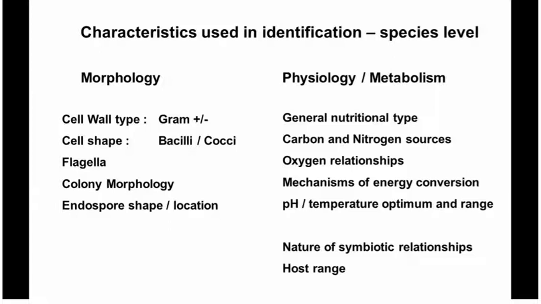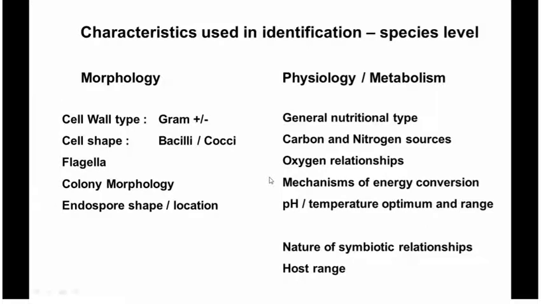It's to do really with their physiology and their metabolism or their biochemistry. So this gives you more information. You've got more characters that you can use for identification and classification. So what does that mean? General nutritional type: heterotroph, autotroph, whether they use organic carbon or inorganic carbon. Carbon and nitrogen sources: what sugars can this bacterium utilize? What kind of nitrogen sources can be used, amino acids, ammonium or nitrate?